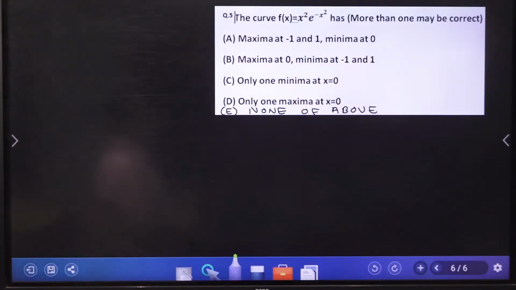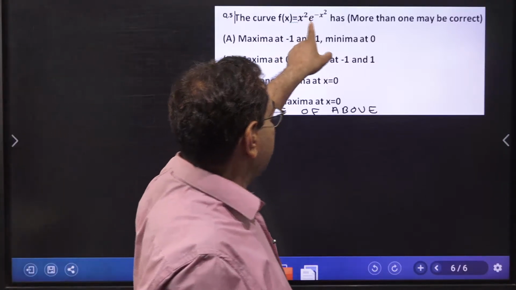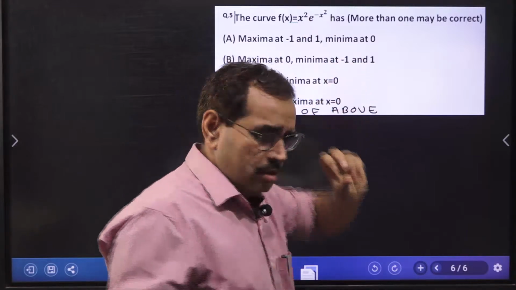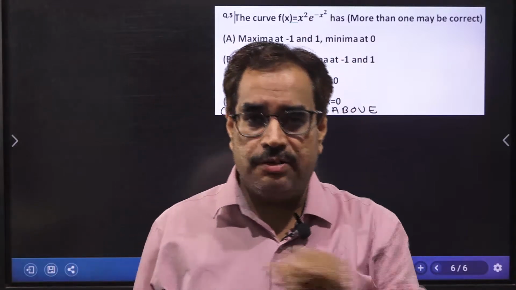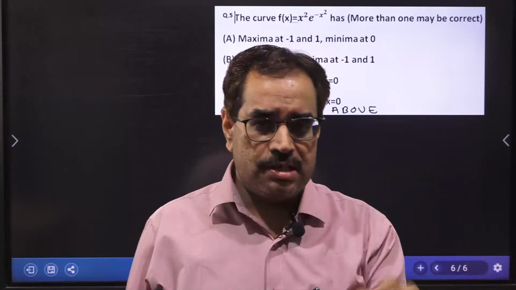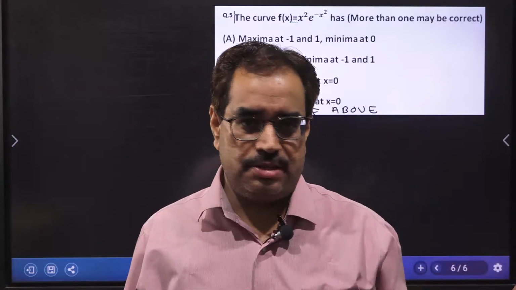So in question number 5, if you are getting any one option correct, tell me, then I will solve this. f(x) is equal to this. You can see that this is x square e to the power minus x square, which is a continuous as well as differentiable function. This function is everywhere continuous, everywhere differentiable.